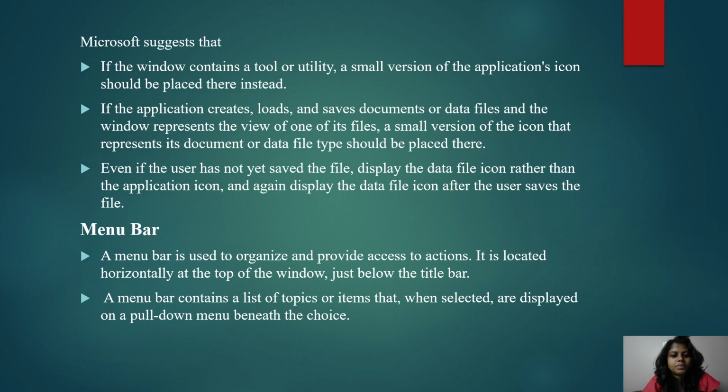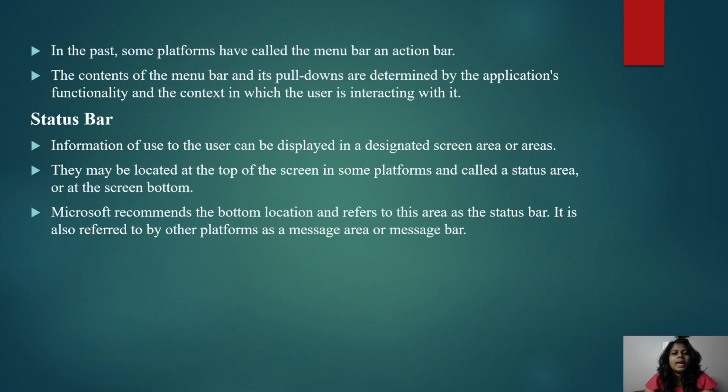Next, the menu bar. A menu bar is used to organize, provide, and access actions. It is located horizontally at the top of the window just below the title bar. A menu bar contains a list of topics or items that, when selected, display a pull-down menu beneath the choice. In the past, some platforms have also called the menu bar an action bar. The contents of the menu bar and its pull-downs are determined by the application's functionality and the context in which the user is interacting with it.